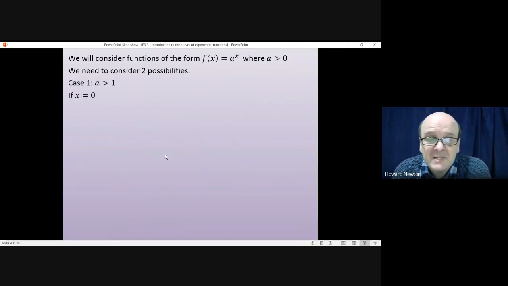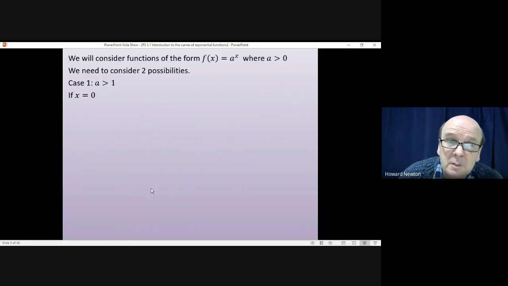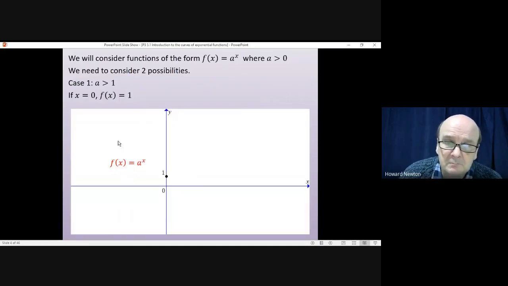Well, if a is greater than 1, what happens if x equals 0? You'll have a to the power of 0. Anything to the power of 0 is 1. So if x is 0, then f of x will equal 1. So it doesn't matter what a is. An exponential function of this form will always cross the y-axis at y equals 1, because anything to the power of 0 is equal to 1.